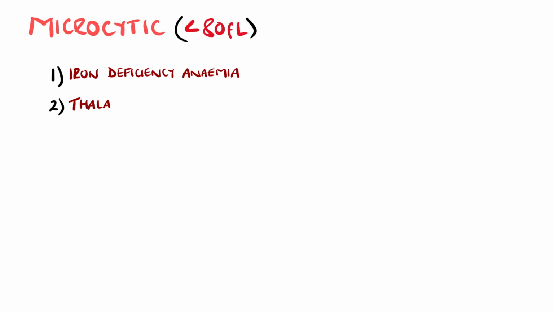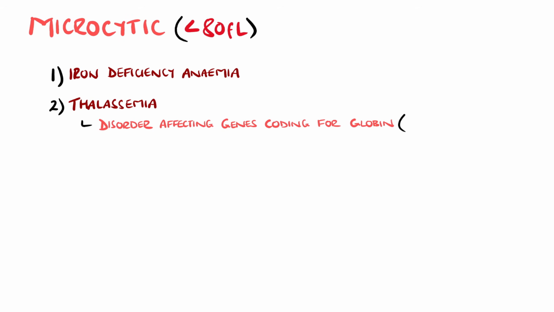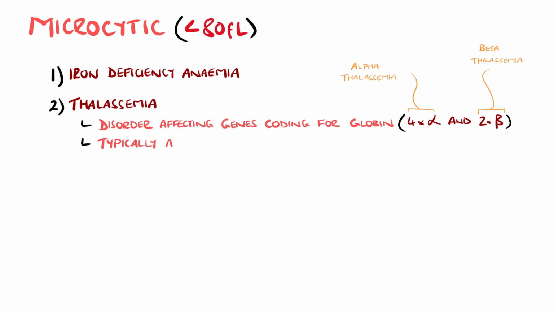Thalassemia is another cause of microcytic anemia. It is a disorder in the genes coding for the globin portion of hemoglobin. Normally, there are 4 alpha genes and 2 beta genes. If the disorder lies in the alpha genes, then it is termed alpha thalassemia, with varying severity depending on how many of the 4 genes are affected, and likewise with beta thalassemia, though we only have 2 genes.